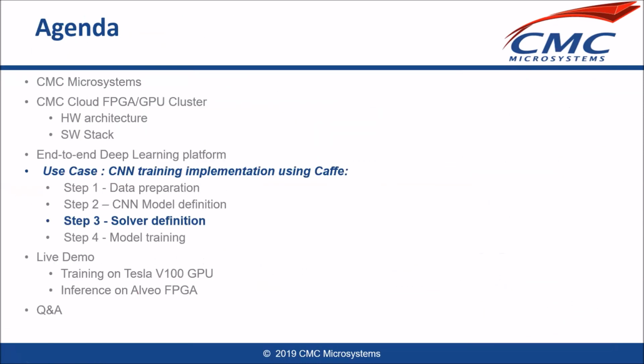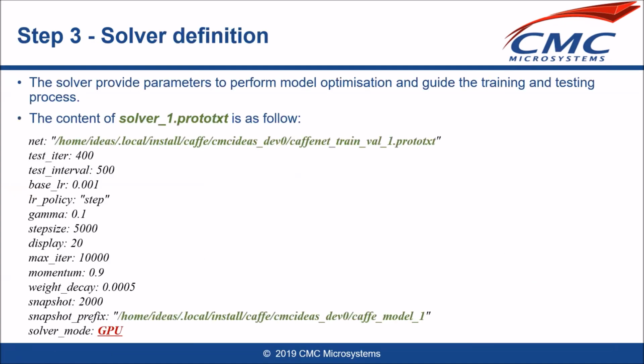The solver, finally, before we go to the model training, is a very important file. It's very easy to read. It just provides the path to your model that you need to train. This is what we described previously. And you need to set some parameters for the training. We are not going to cover that today, but for each case, you need to very carefully pick the right parameters to guide the training.